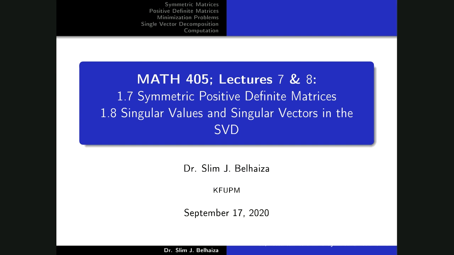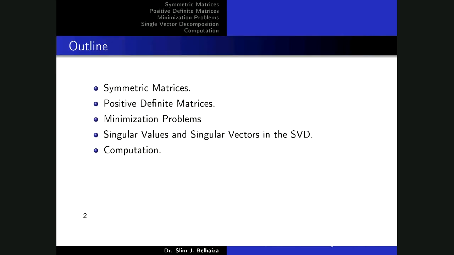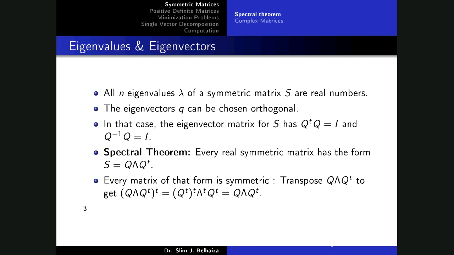So what we covered last time, we talked about symmetric matrices and how they have real eigenvalues. We talked about what positive definite matrices are, and we solved 2 minimization problems based on the positiveness of the matrices.